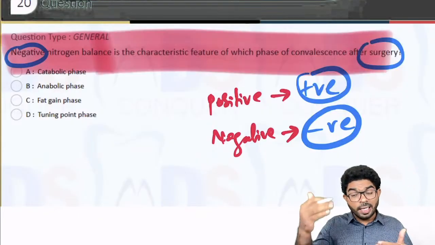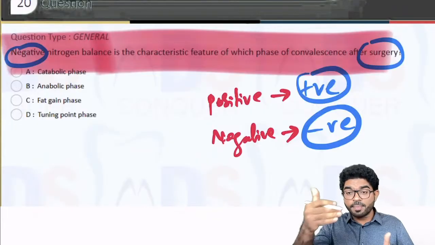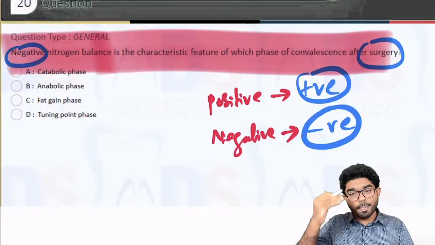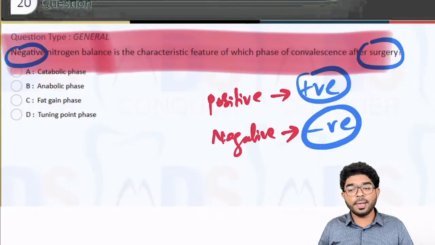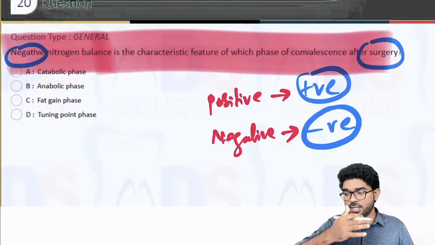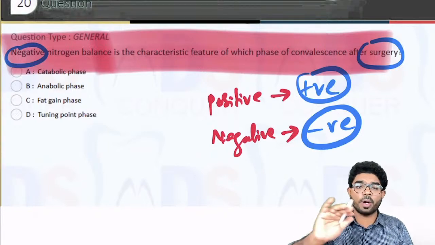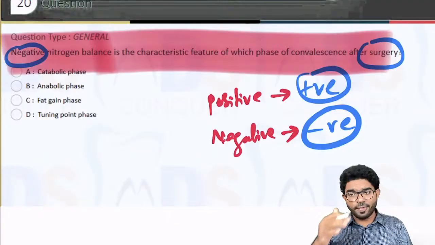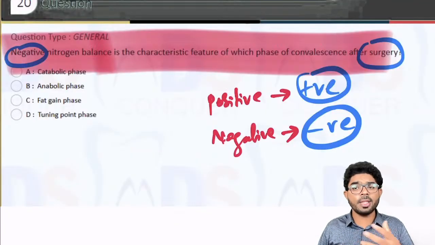I know recovery from surgery is called positive nitrogen balance. During the process of surgery, immediately after the surgery, immediately after the trauma, I'll be in negative nitrogen balance. After recovery from the surgery, after the trauma, injury, healing process, I'll be in positive nitrogen balance.